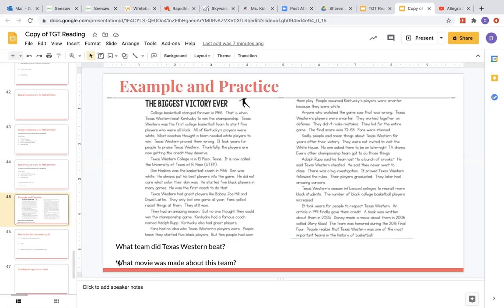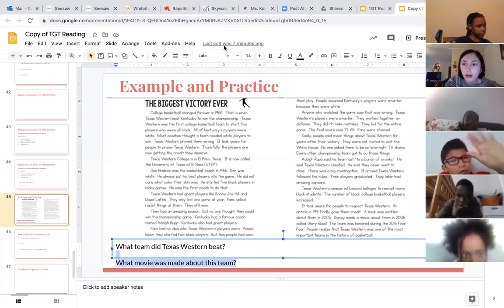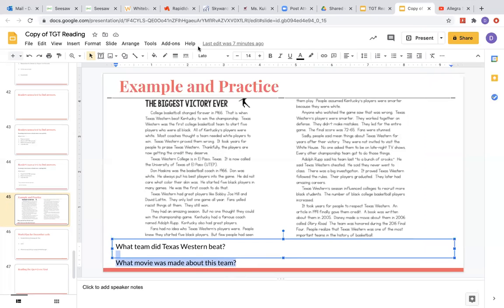Who wants to read the second question? I have it highlighted blue. Destiny, go ahead, sweetie, read the second question. What movie was made about this team? Perfect. Okay. All right, guys.